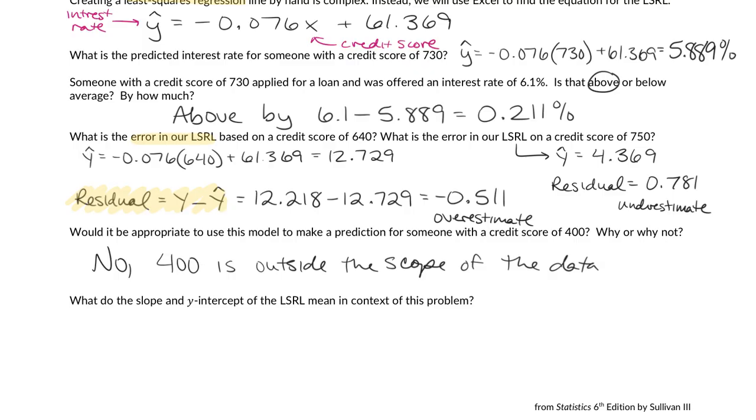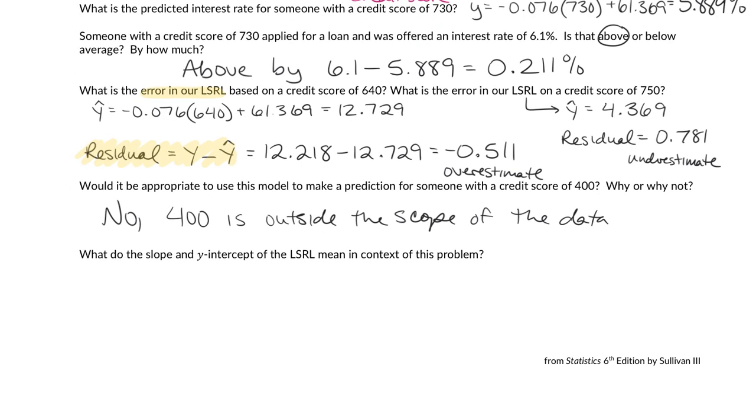And this next question is also very interesting. It leads us on to this question. What do the slope and the y-intercept of the least squared regression line mean in context of this problem? Okay, easy slam dunk question. What is the slope of this line?